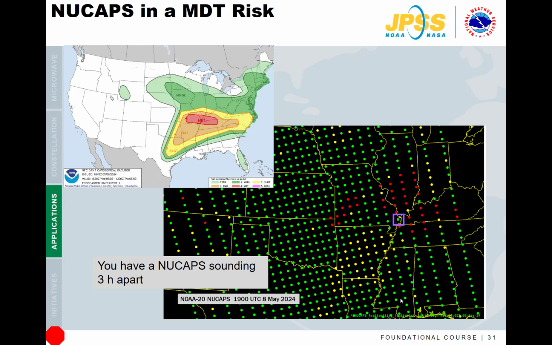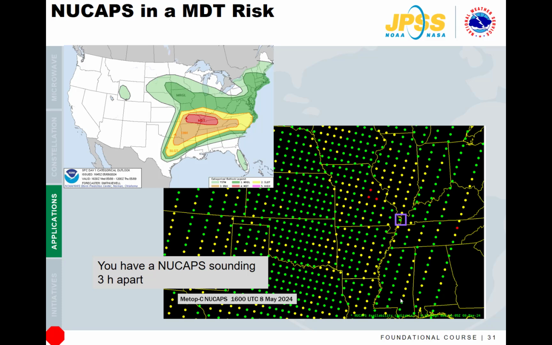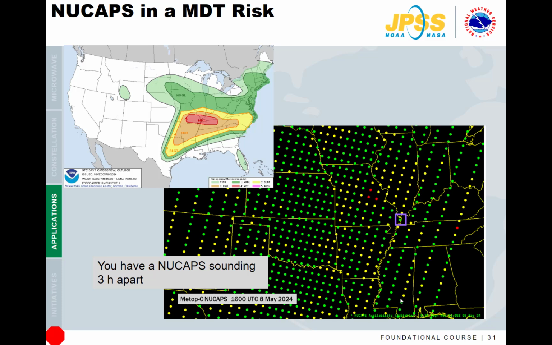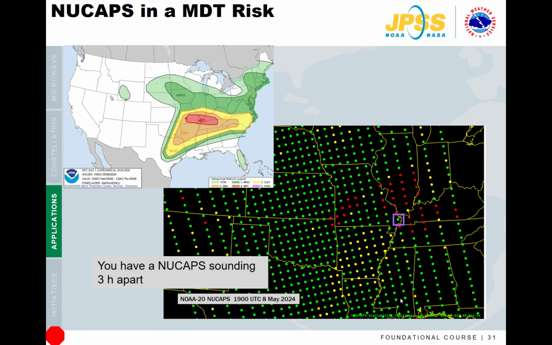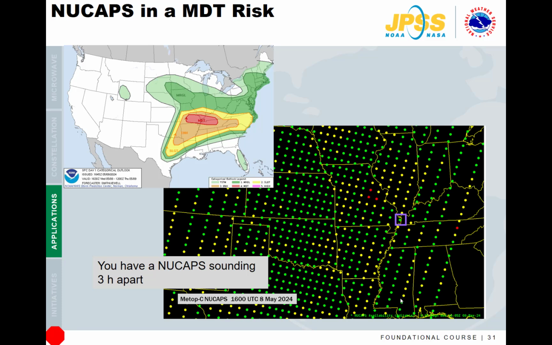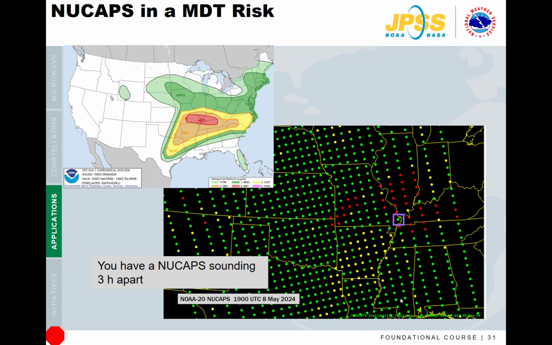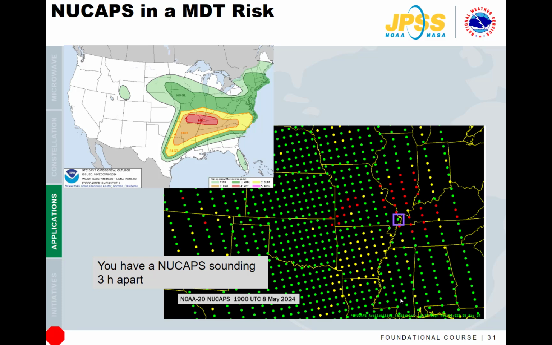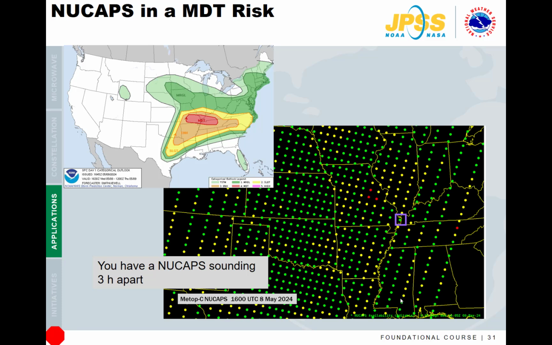Here's an example of NUCAPS use in a moderate risk from May of 2004. MEDUP-C profiles were created near 16Z, and NOAA 20 NUCAPS occurred around 19 UTC. You can use the profiles at the point to see how the atmosphere changed there in those 3 hours. You could also use gridded NUCAPS fields to identify horizontal gradients and how they might be moving or changing in strength.